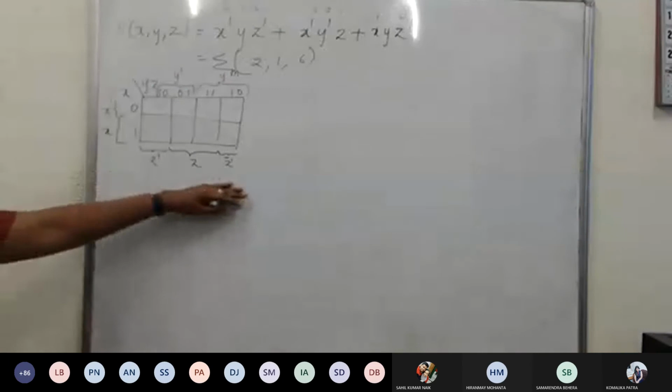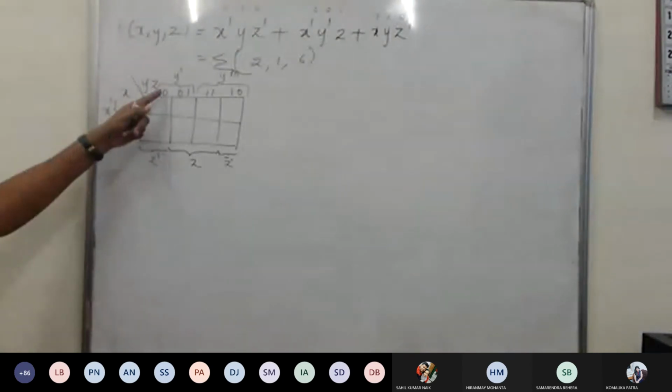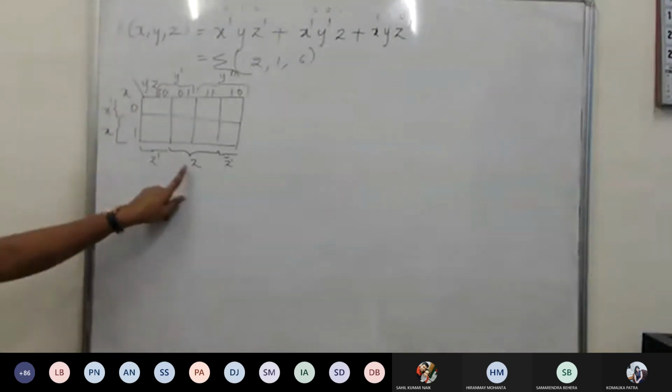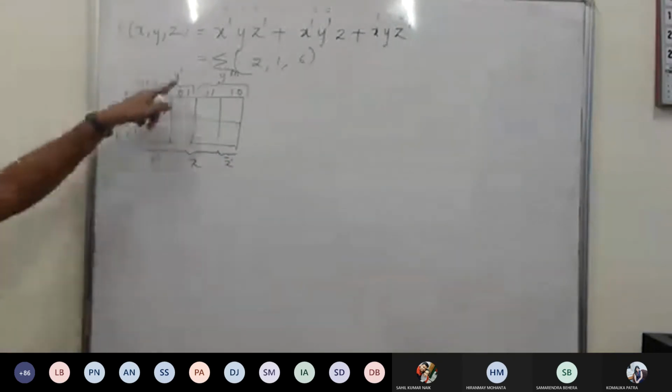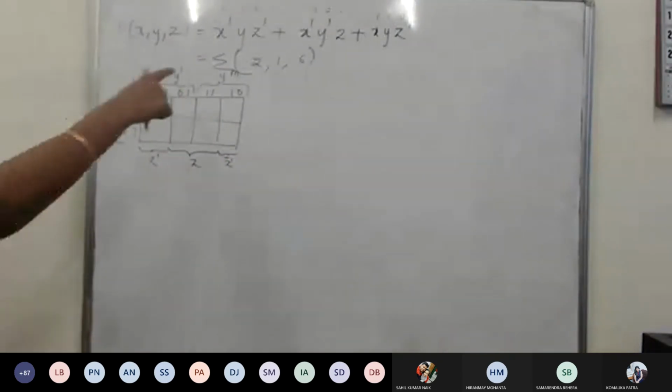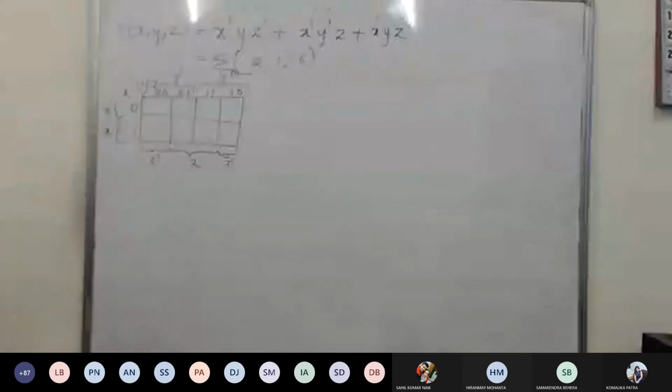This is the z. Z is taking z naught here, and in these two spaces it is taking 1. Here it is taking 0. Similarly, y dash is 1. So now, wherever the terms are given, we will mark them using 1. That is the formality, the procedure we follow.